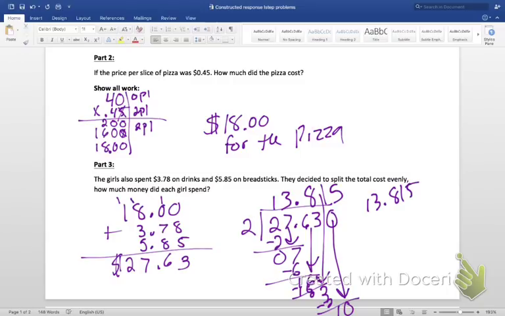So that is 13.815. However, the girls are splitting this price, and that doesn't look like money because money only has 2 places. So what do you have to do? Well, you have to look at the third number, and that one needs to be rounded up because it's 5 or more. So realistically, each girl is spending $13.82.